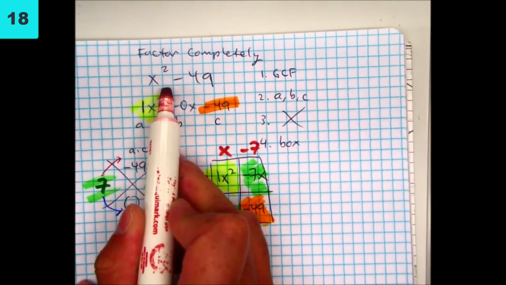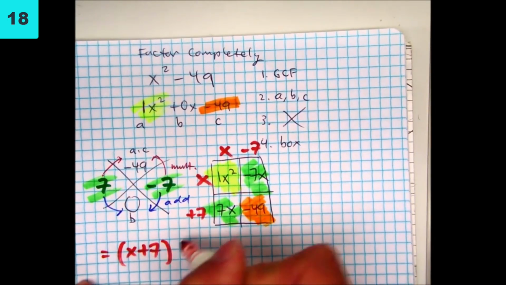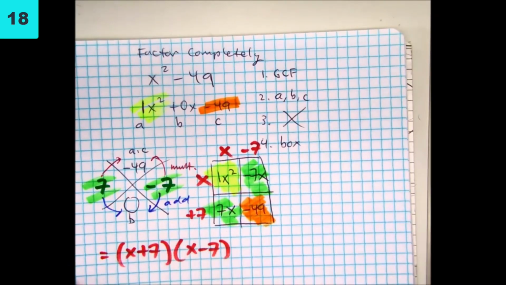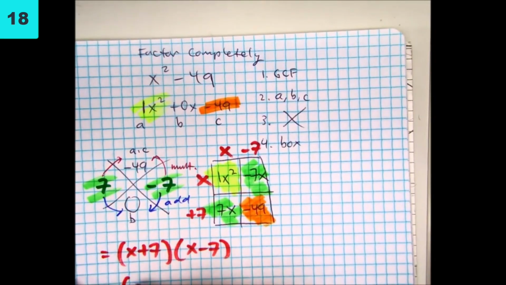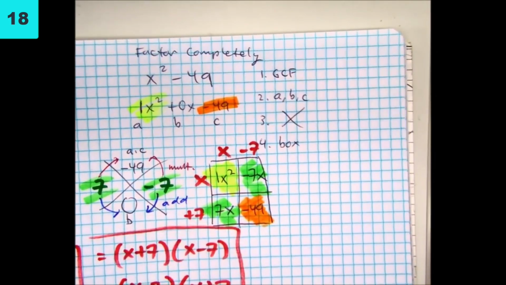X squared minus 49 factors to be x plus 7, x minus 7. Remember, you can turn those around, doesn't matter. X minus 7 is the same thing as x plus 7. So either of these, you don't need both, are fully acceptable.